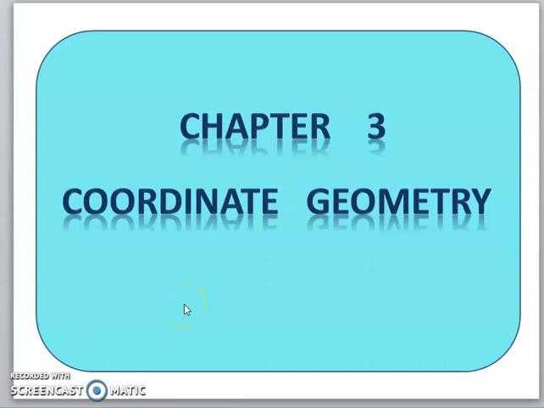We are now going to start with Chapter 3, Coordinate Geometry. Coordinate geometry is that branch of maths which deals with representation of points on a two-dimensional plane or a coordinate plane.